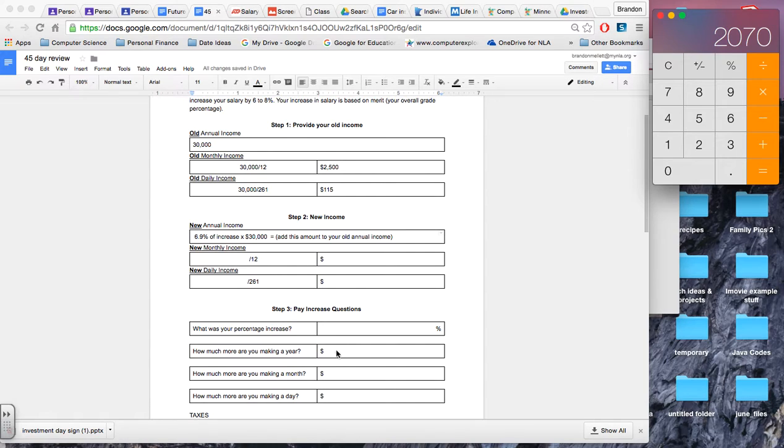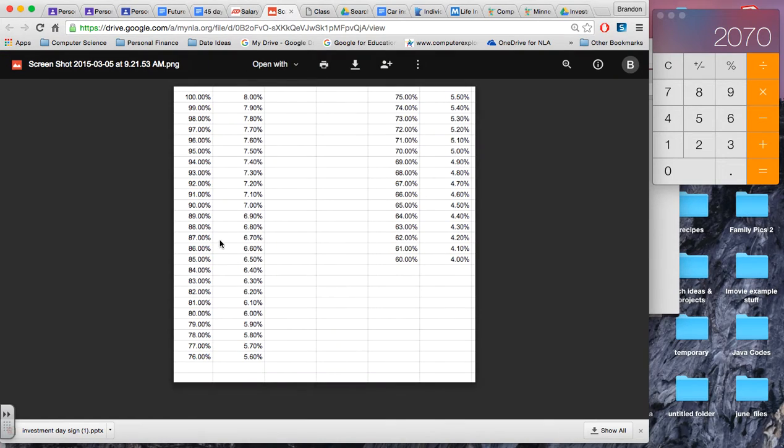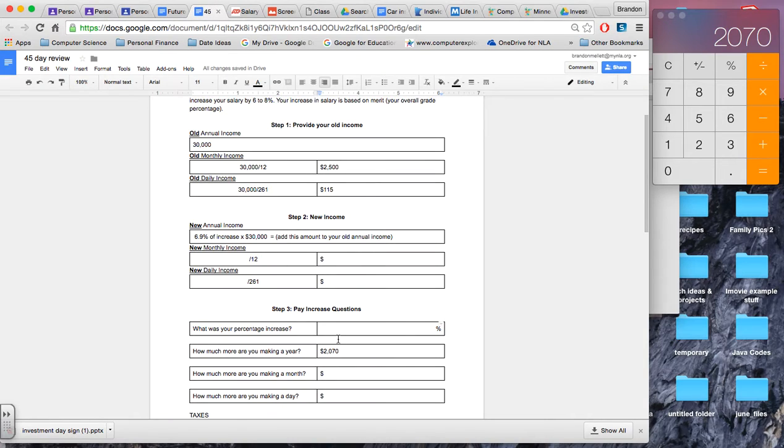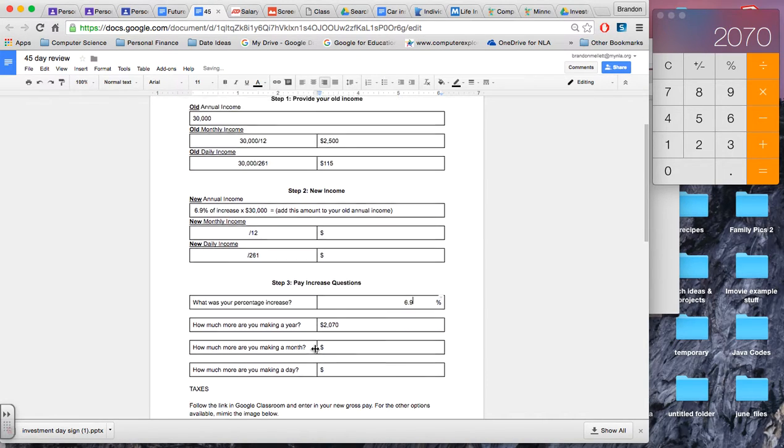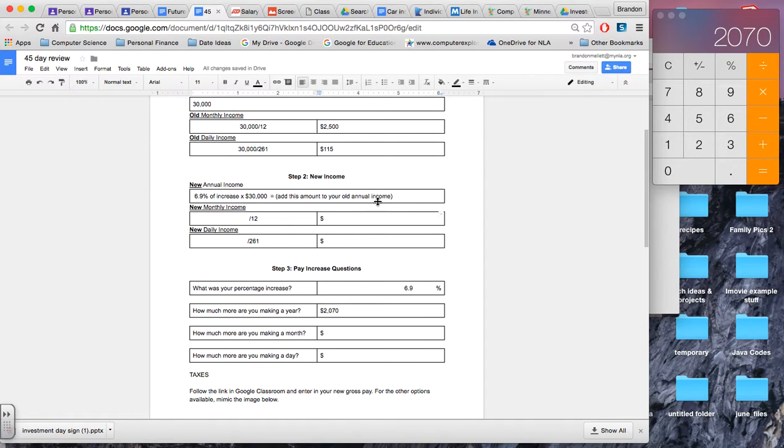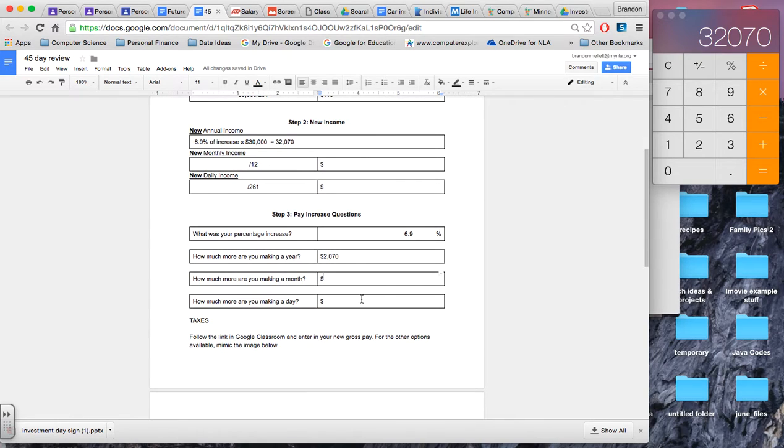So how much more am I making per year? $2,070. What was the percent? The percent was 6.9%. So I'd put that in here. And now I can calculate my new monthly income. If we add this 2,070 plus 30,000, it would now be $32,070. Then from here, you can divide this by 12, divide this amount by 261, and you should be able to calculate what that would be.